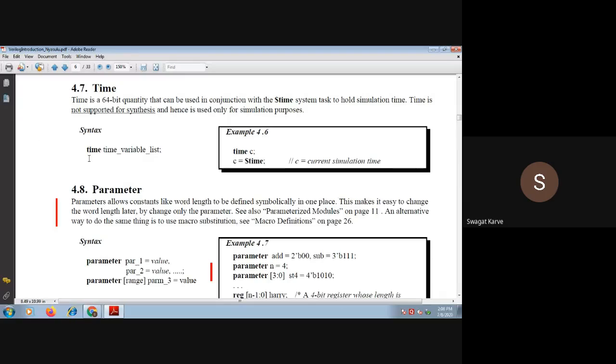And how to use this? Its syntax is given here. Time, then time variable list. For example, time C, then C is equal to $time, here you have to mention.